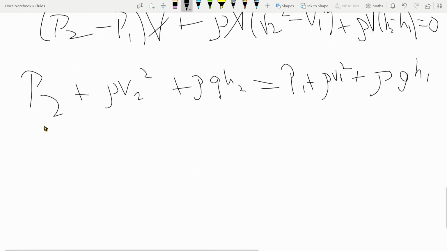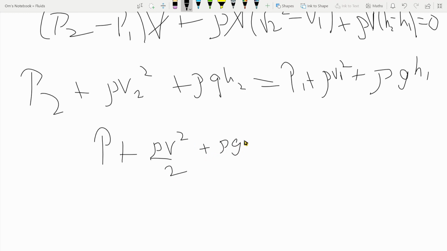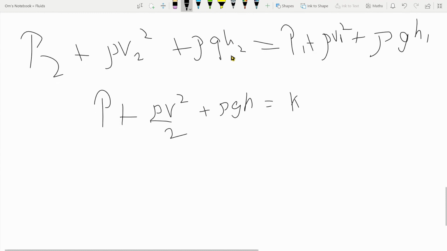So what this means is, if we remove the subscripts, we can simply see that the pressure at any point within a tube, plus the kinetic energy at any point within the tube per unit volume, plus the gravitational potential energy with respect to some particular point per unit volume, is a constant. That is, we're going to call it K. It actually doesn't matter, just a constant. So this is Bernoulli's equation.